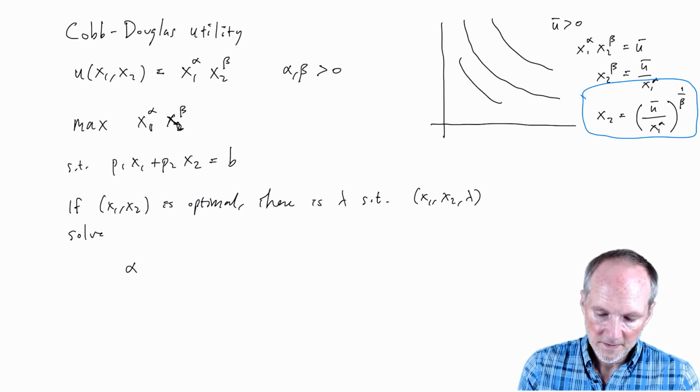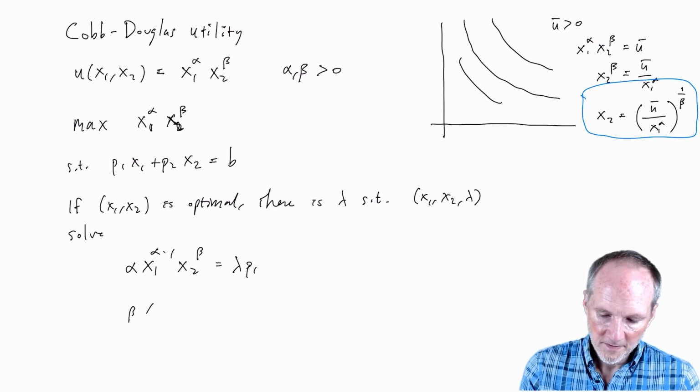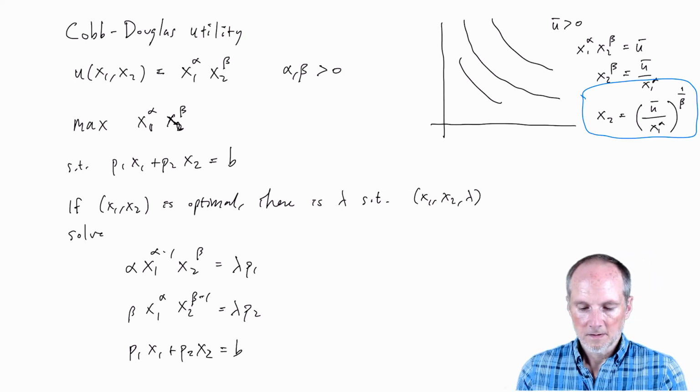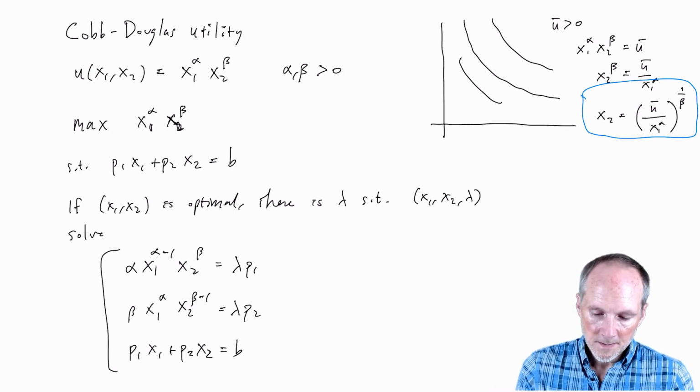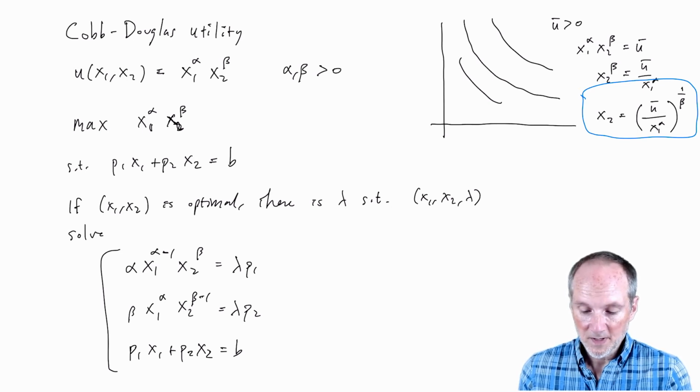First, the partial derivative with respect to x1 is equal to lambda times p1. The partial derivative with respect to x2 is equal to lambda times p2. And we have our budget constraint. Again, this is three equations and three unknowns. These are nonlinear equations. It's certainly possible to not be able to solve a system of nonlinear equations, but these are pretty nice.